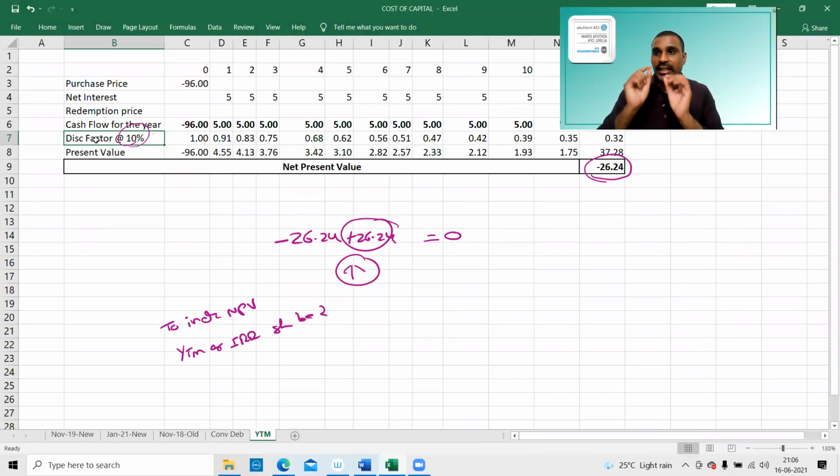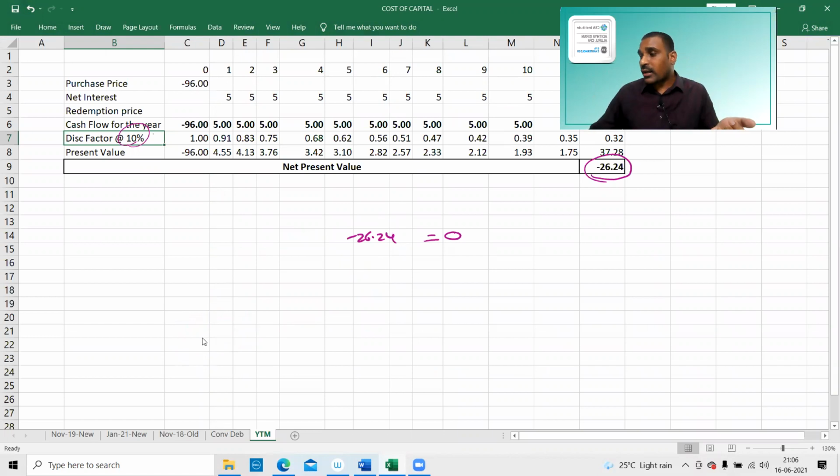First, I tried with the guess rate of the coupon rate. That has not worked; it has not given an NPV of 0. Therefore, what should I do? I should try the second guess rate. What should the second guess rate be? Is it more than 10 or less than 10? That is the logic. 10 is not correct, so we have to use the second guess rate.